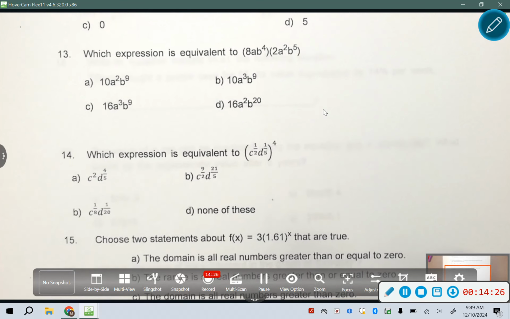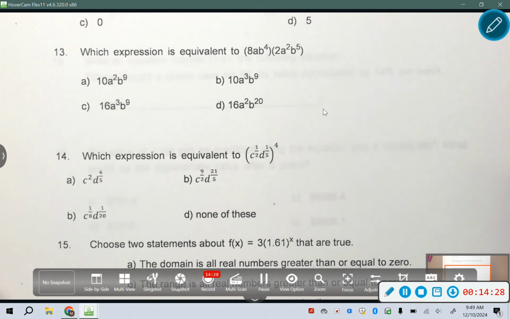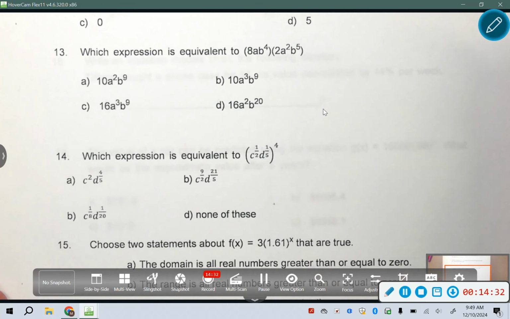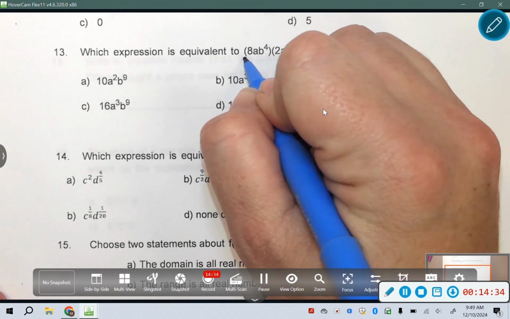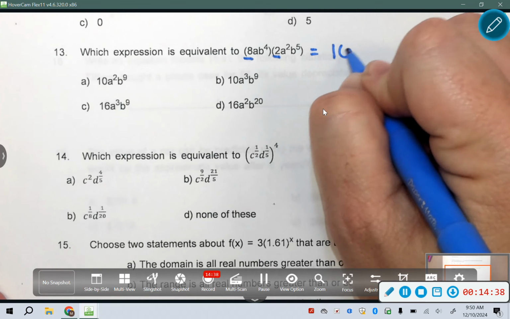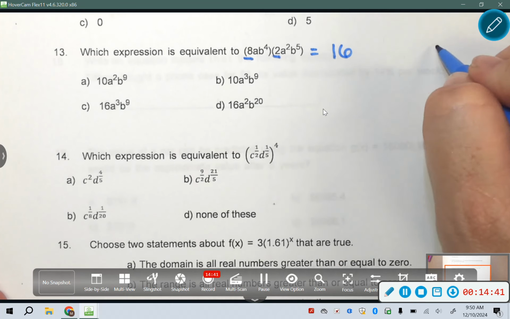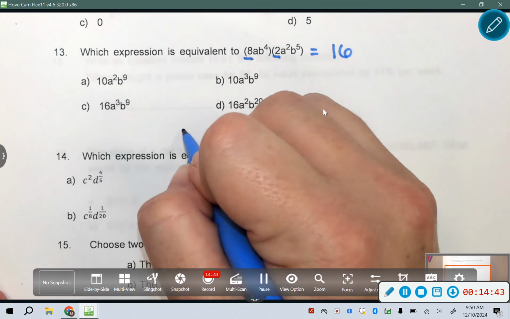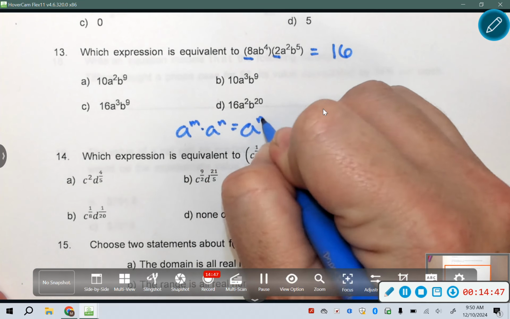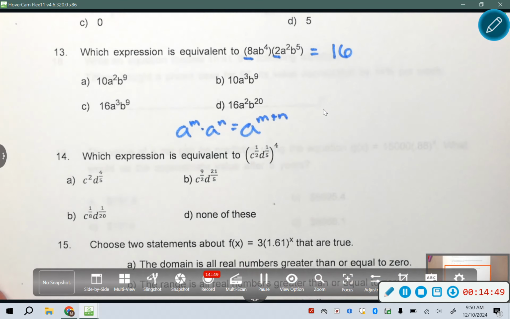Okay, let's look at 13. 13 says which expression is equivalent. So here we're multiplying. There's no power on the outside of the parentheses, so I don't have power to a power. Remember, we treat our coefficients, our big numbers, like normal. So 8 times 2 is 16. And then when we multiply, I'm going to write the rule over here. A to the m times A to the n equals A to the m plus n. We add our exponents.